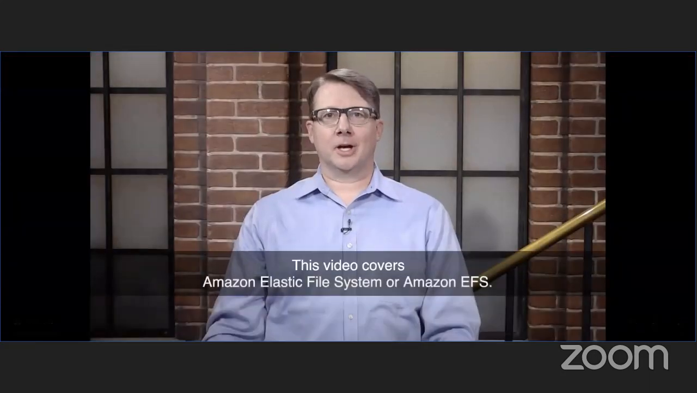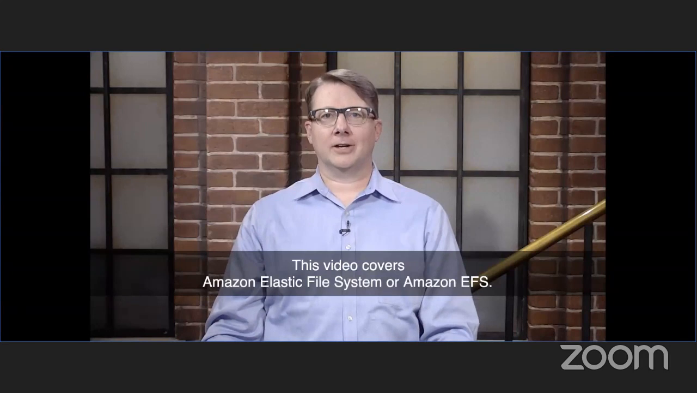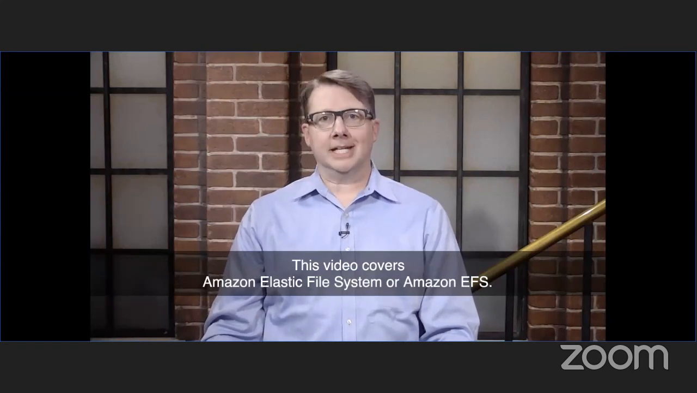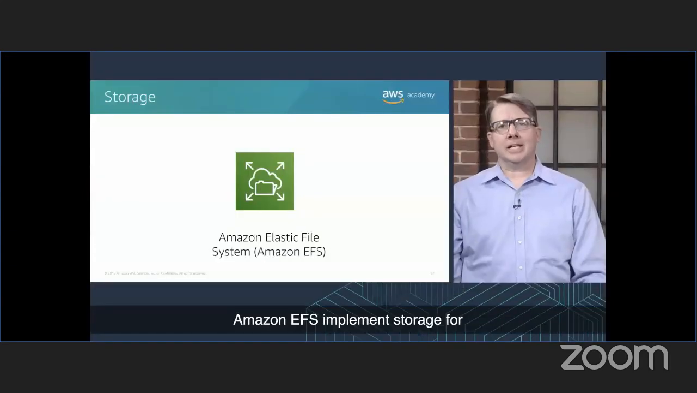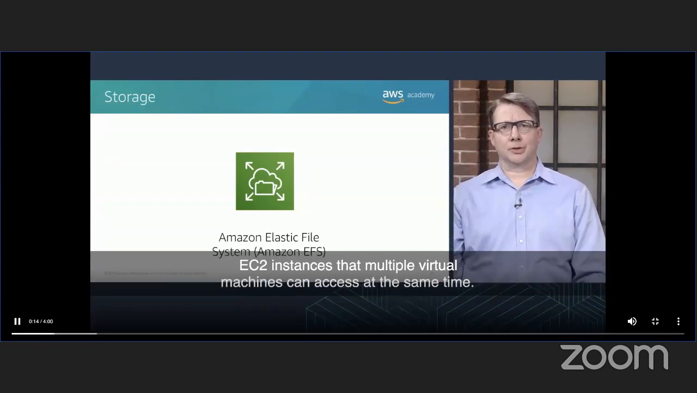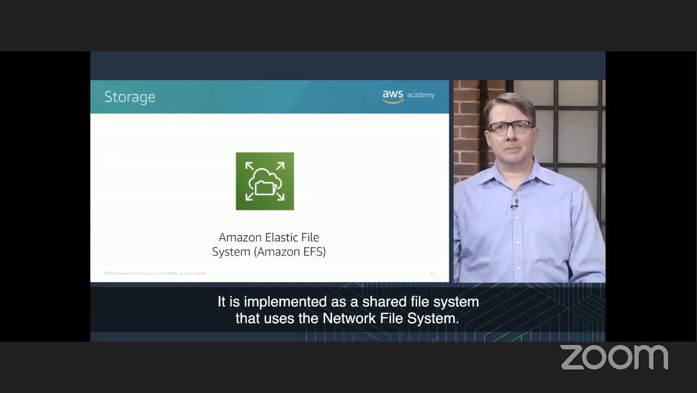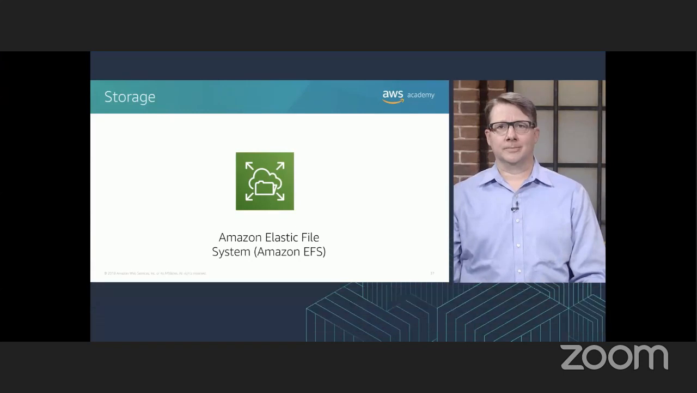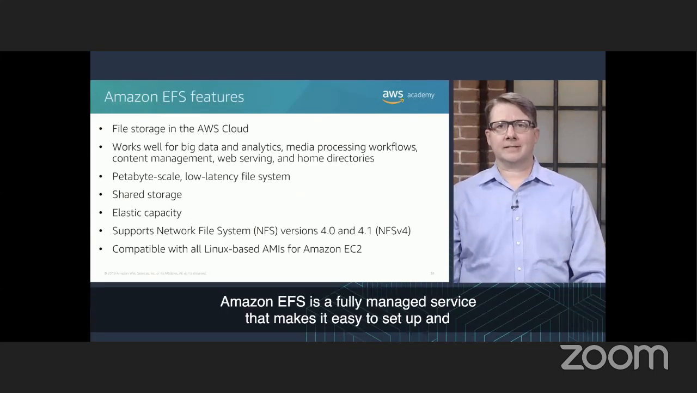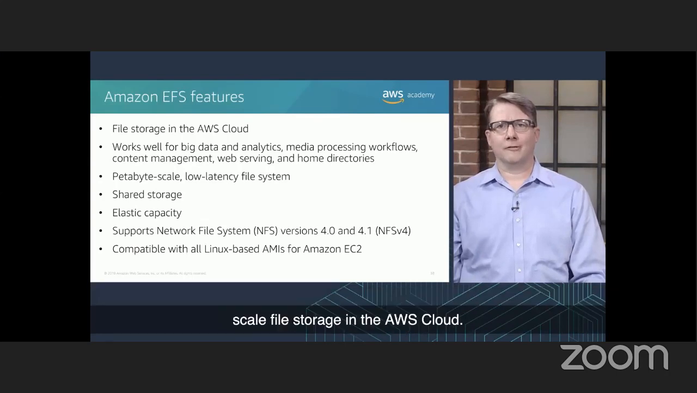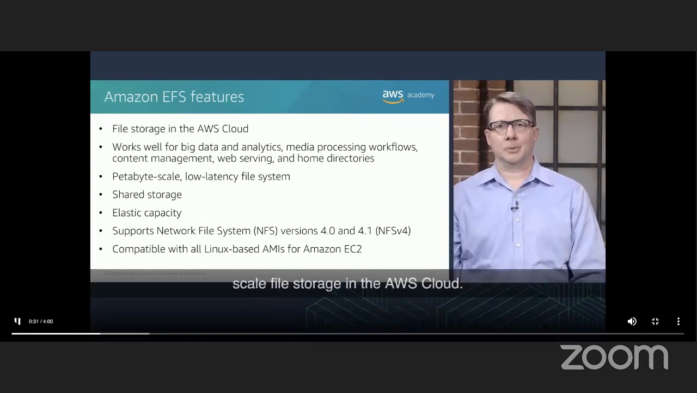Welcome. This video covers Amazon Elastic File System, or Amazon EFS. Amazon EFS implements storage for EC2 instances that multiple virtual machines can access at the same time. It is implemented as a shared file system that uses the network file system. Amazon EFS is a fully managed service that makes it easy to set up and scale file storage in the AWS cloud.